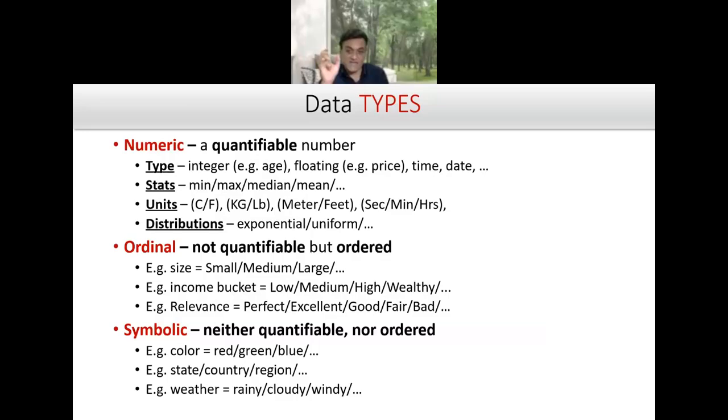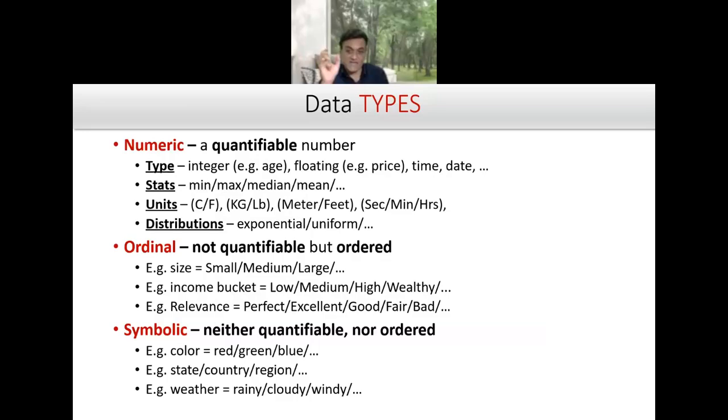Third one is symbolic data. They are neither quantifiable nor ordered. You cannot order them. Simply like product color. I want to buy a red t-shirt. So red, green, blue, different options are there, but you cannot quantify them. You cannot even say that red is first and blue is second. This may be my choice, but from a data point of view, it is not ordered. You cannot order them anytime. So these are all symbolic data.